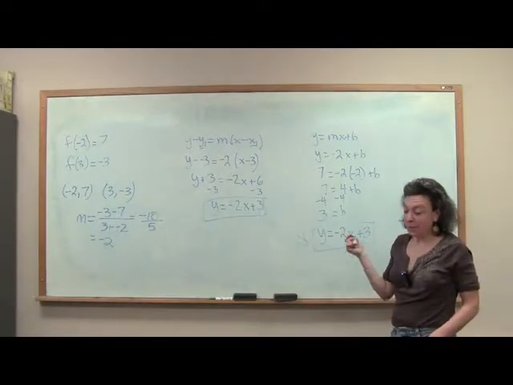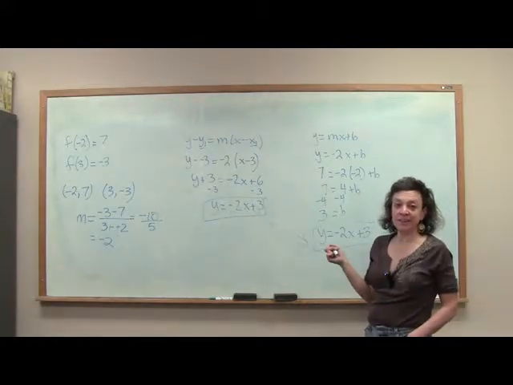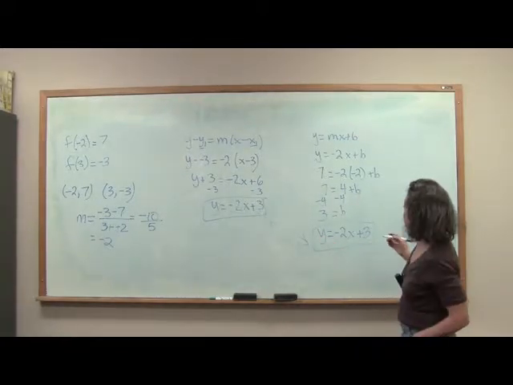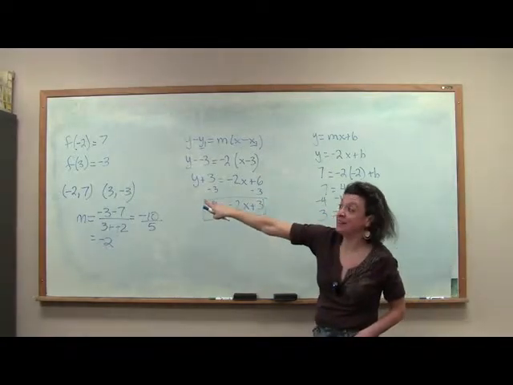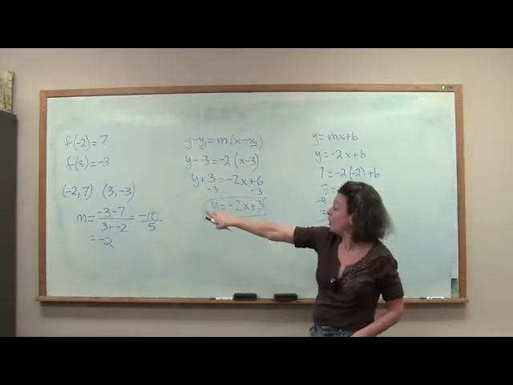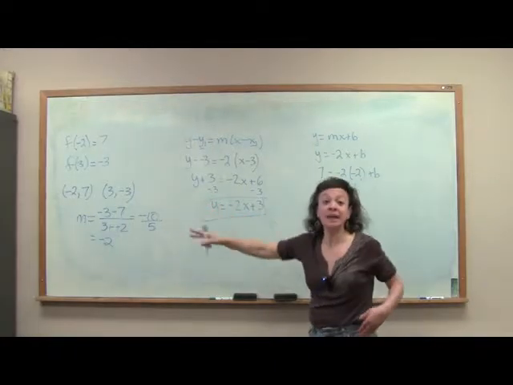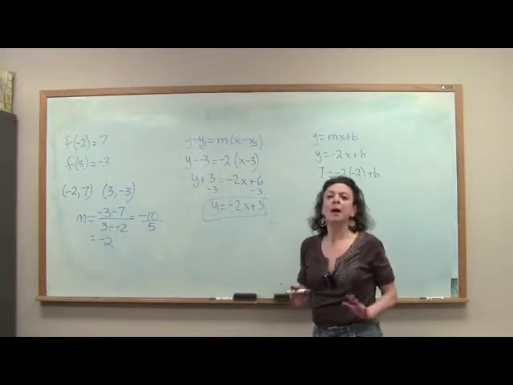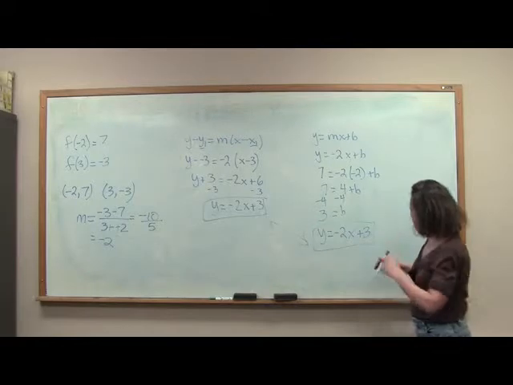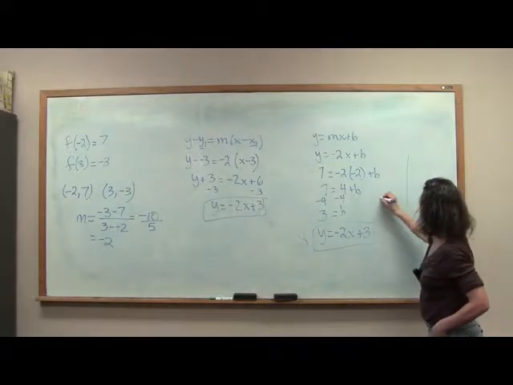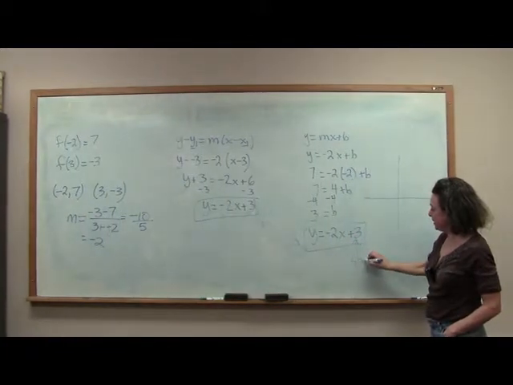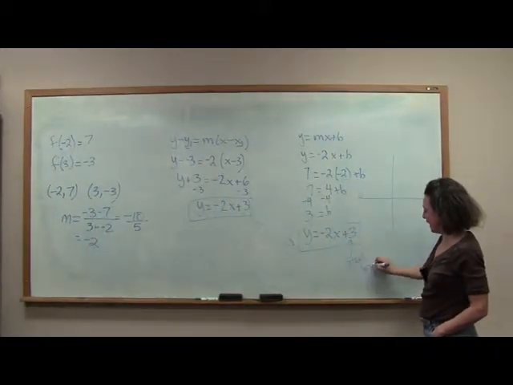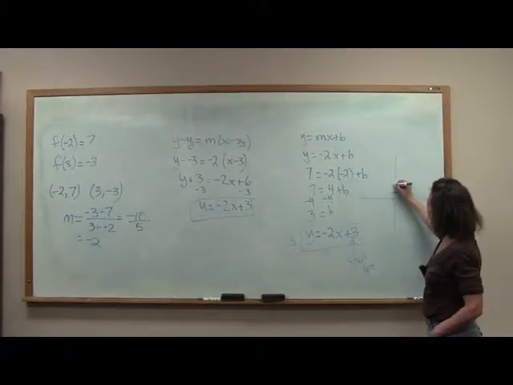Okay? Now, because we have it here and we've got nice numbers, let's actually graph this. Again, we could just plot -2, 7 and 3, -3 and play connect the dots. But let's actually use our slope and y-intercept. As I mentioned before, you start here. Start at your point. We cross our y-axis at 3.